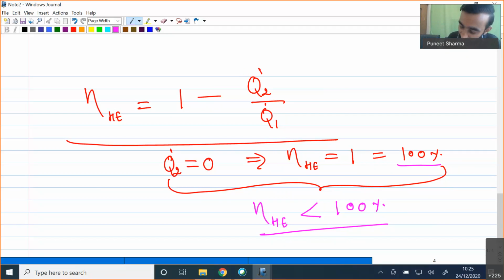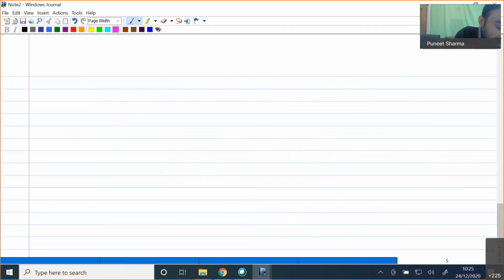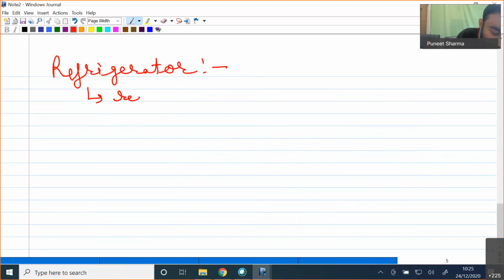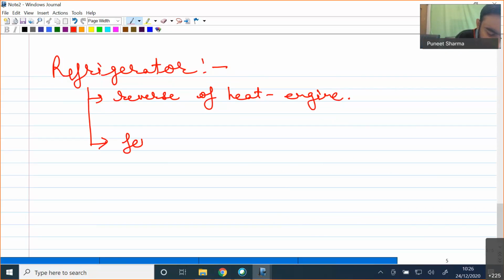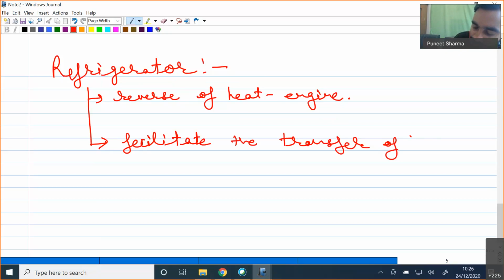Now we will start our discussion on another kind of device, which is known as a refrigerator. A refrigerator is nothing but the reverse of a heat engine, thermodynamically. And what is the purpose of using a refrigerator? The purpose of using a refrigerator is to facilitate the transfer of heat from low temperature to high temperature.